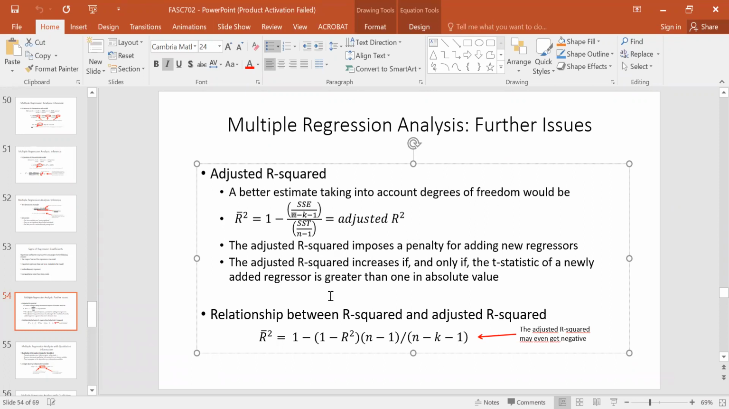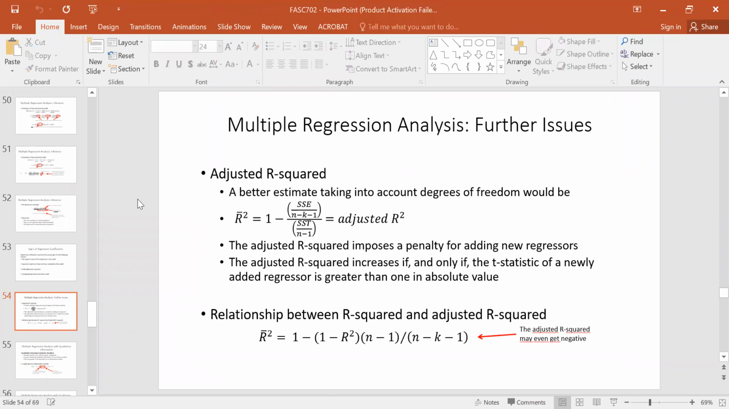You can show mathematically that it can also be written this way, okay, which I don't have time to show. So most of the time, rely on the adjusted R square rather than the R square, because the R square can go up artificially. If you throw in any variable, R square goes up. But adjusted R square only goes up if you include a relevant variable. Okay, enough said about that.